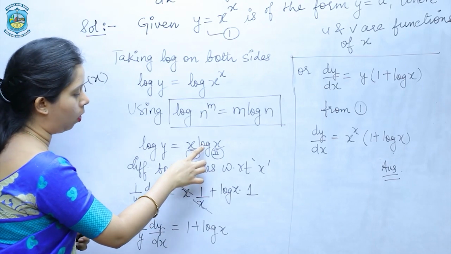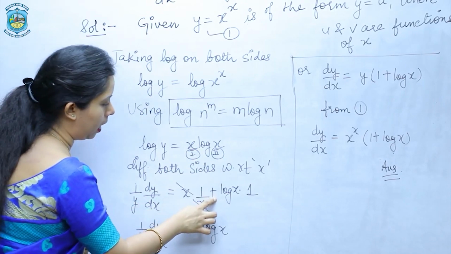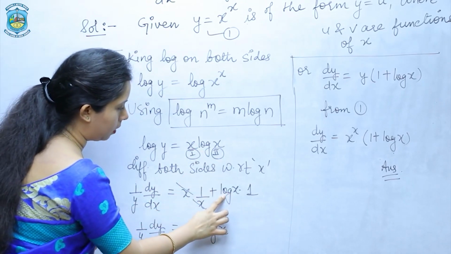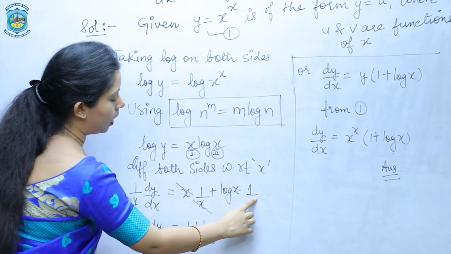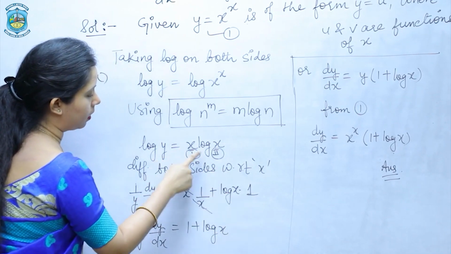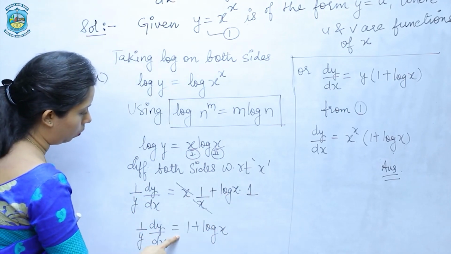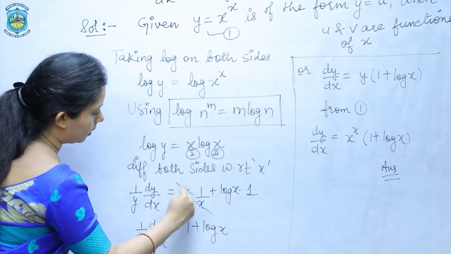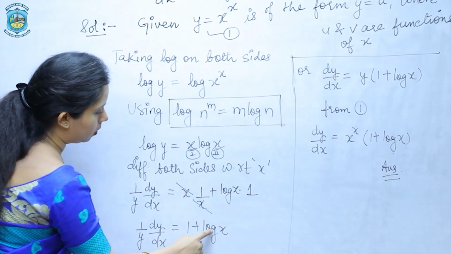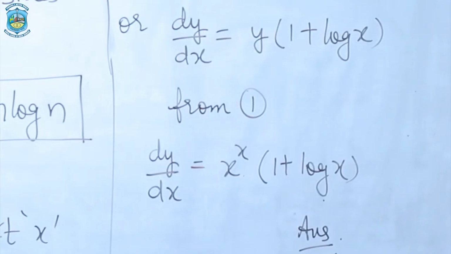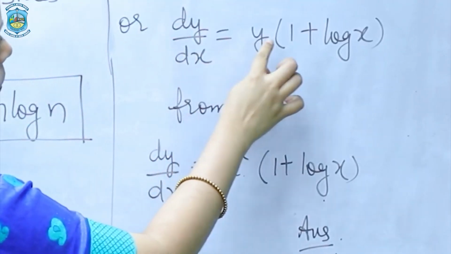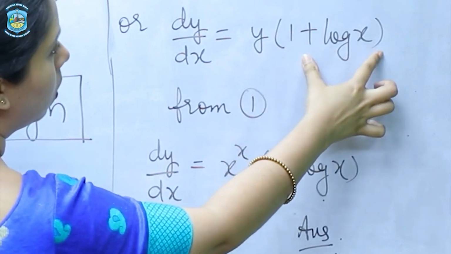So differentiation of log x is 1 by x, plus the second function is kept as it is, multiplied by the differentiation of first. So differentiation of x is 1. So 1 by y dy by dx is equal to, here x gets cancelled and we are getting 1 plus log x. So the final value of dy by dx, you will have to multiply the whole equation by y. So we will get dy by dx is equal to y into 1 plus log x.